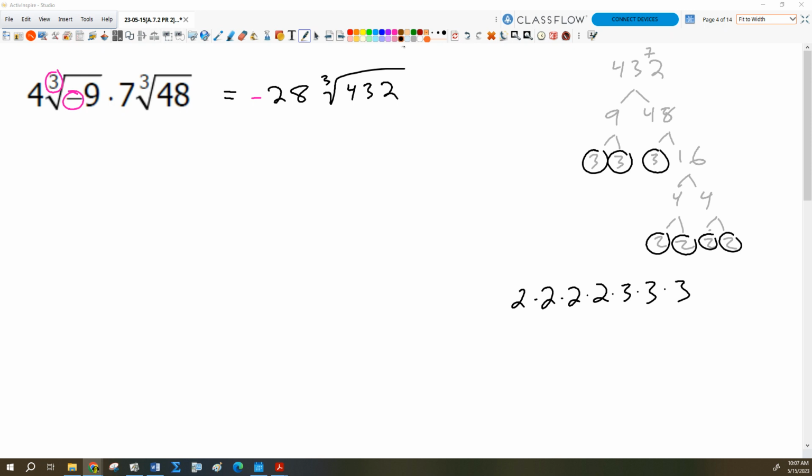Everybody got to hear just fine. People pulled the negative out with an odd root of a negative number. The negative comes out front. That's great.